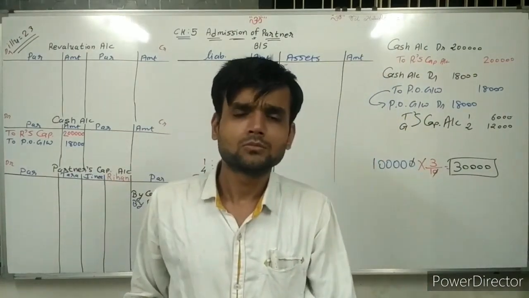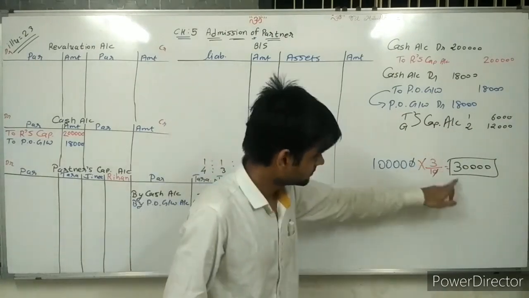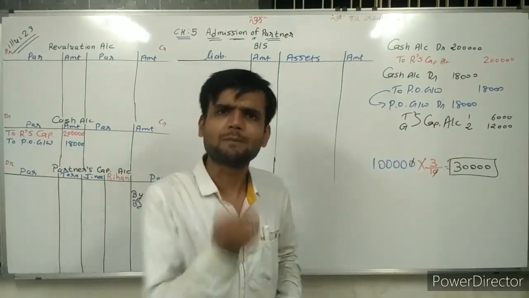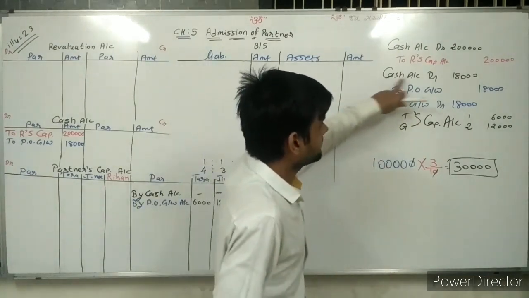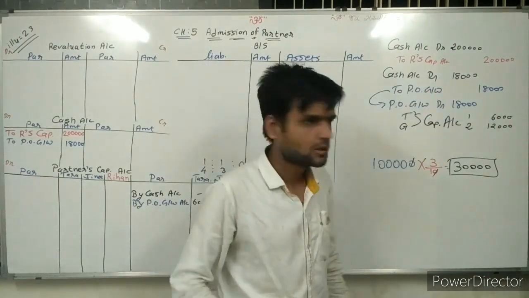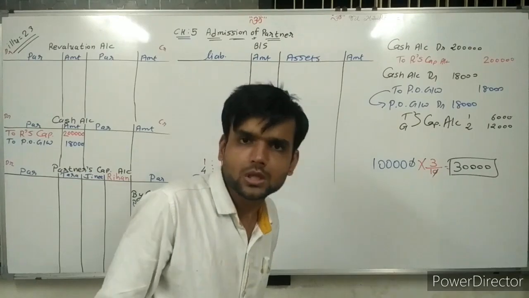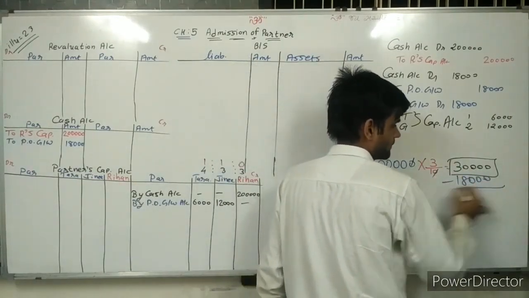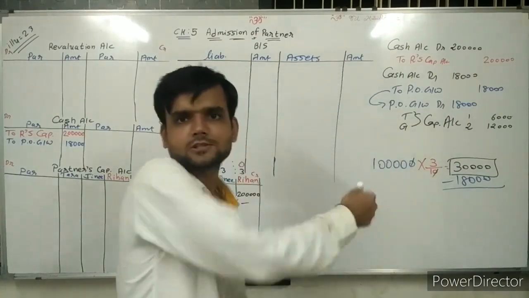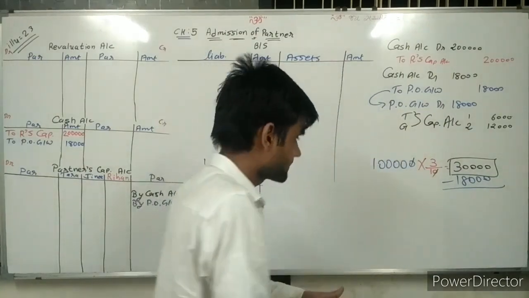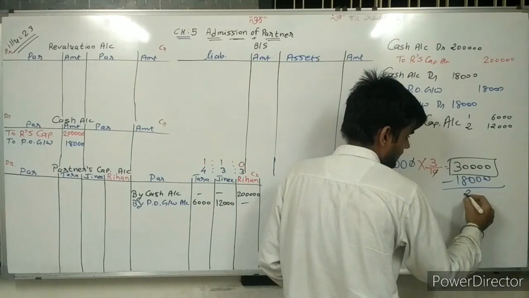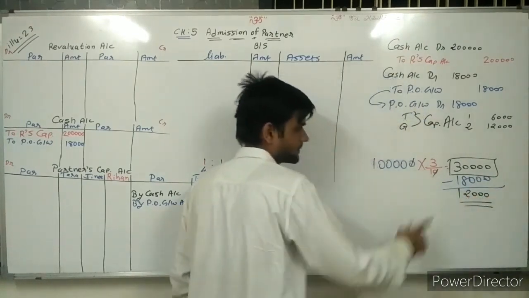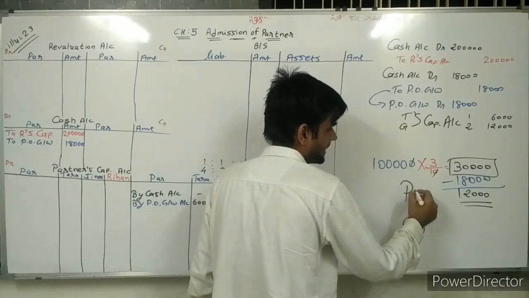Rihan should bring 30,000 in business. But sir, how many rupees did Rihan bring? Sir, Rihan brought only 18,000 as goodwill. What should the amount be? 30,000. What is the difference? Make the difference. Sir, 30 minus 18. 12,000 rupees. This amount is pending.